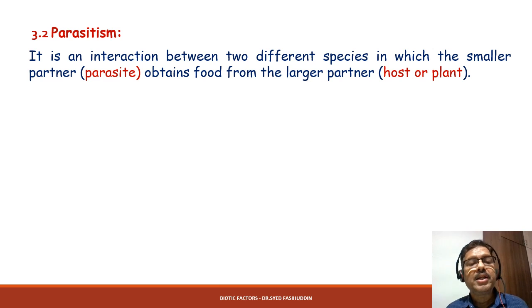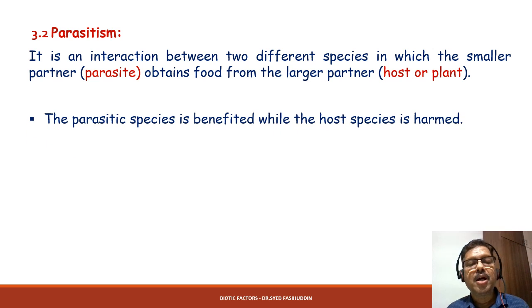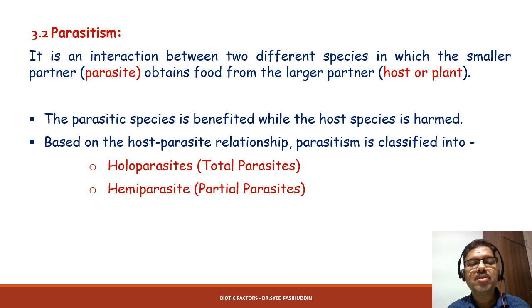Parasitism. It is an interaction between two different species in which the smaller partner, that is the parasite, obtains food from the larger partner, that is the host. The parasitic species is benefited while the host species is harmed. Based on the host-parasite relationship, parasitism is classified into two main types, that is holoparasites, also called total parasites, and hemiparasites, also called partial parasites.